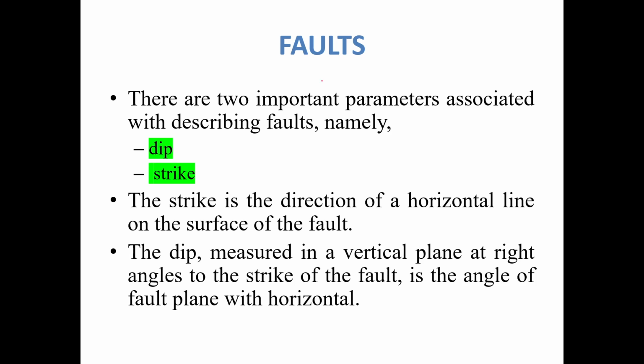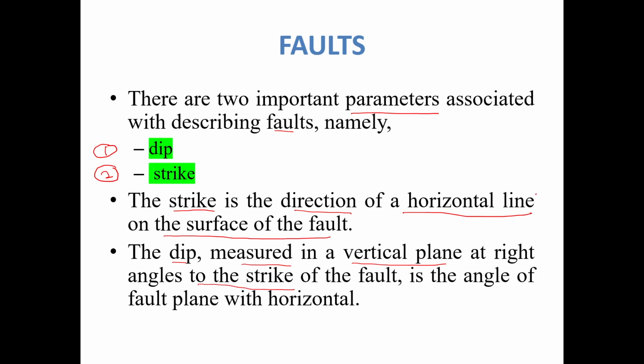Now, very important two points. There are two important parameters associated with a fault. The first one is dip and the second one is strike. This is very important. In the next slide we are going to see the picture, but before that we see the theoretical explanation. The strike is the direction of the horizontal line on the surface of the fault, whereas dip is measured in a vertical plane at right angle to the strike.